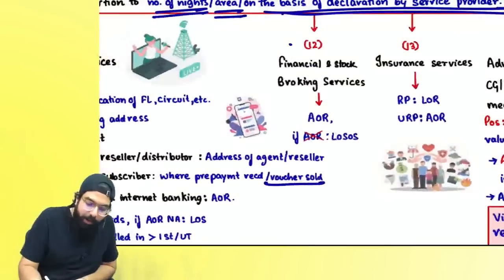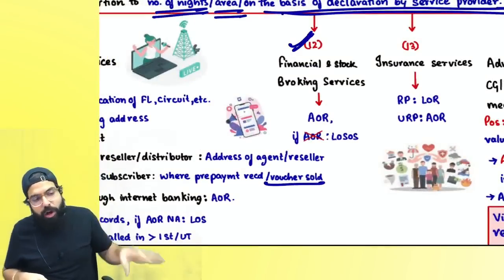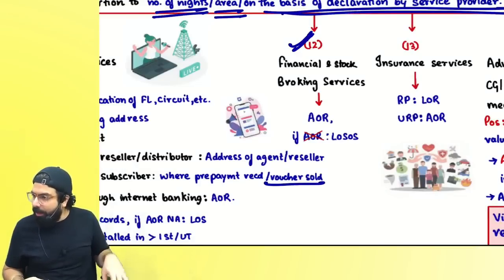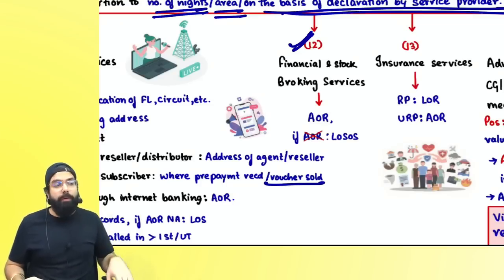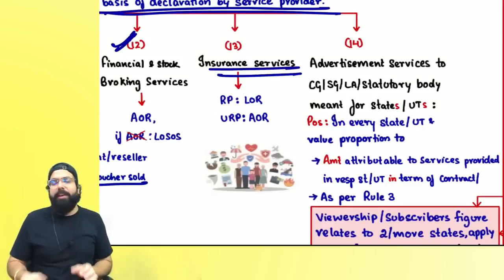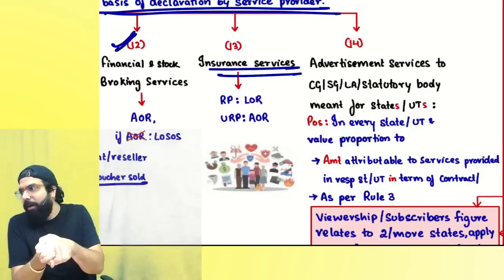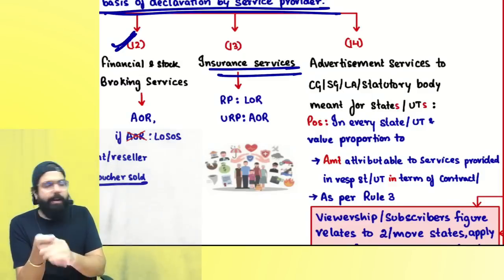Can we go ahead, everyone? The next one is section number 12, which talks about financial and stock broking service. Always address on record has to be taken. If address on record is not there, then for financial and stock broking service it is always location of supplier of service. In the insurance service case, always location of recipient. If it is provided to registered person, location of the registered person, basically the recipient. If it is provided to unregistered person, address on record.